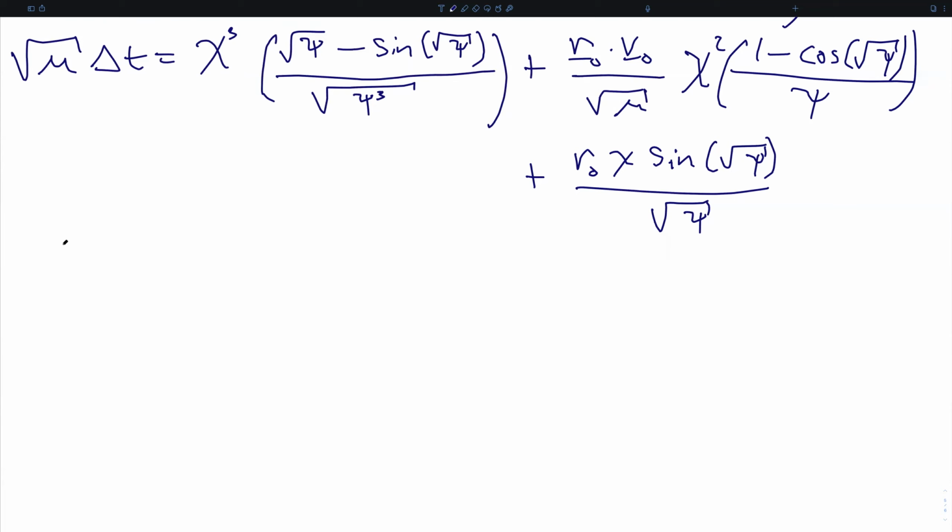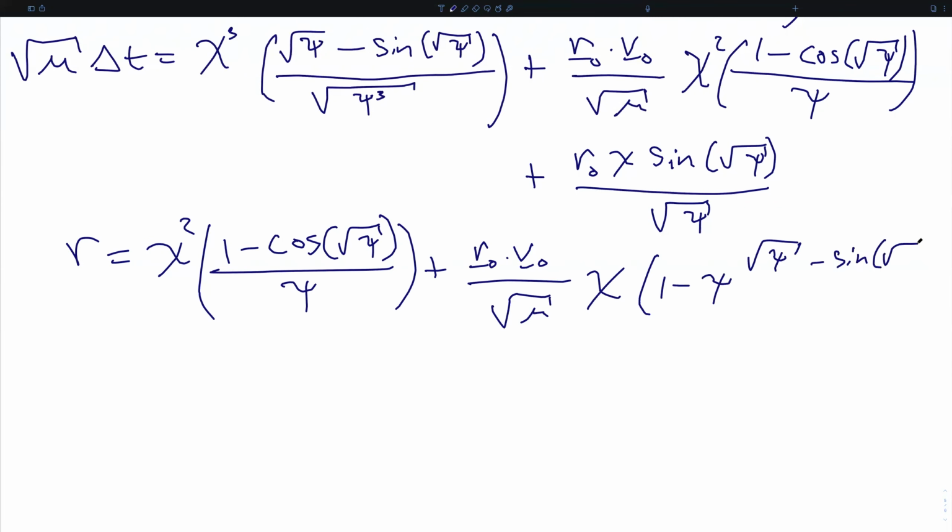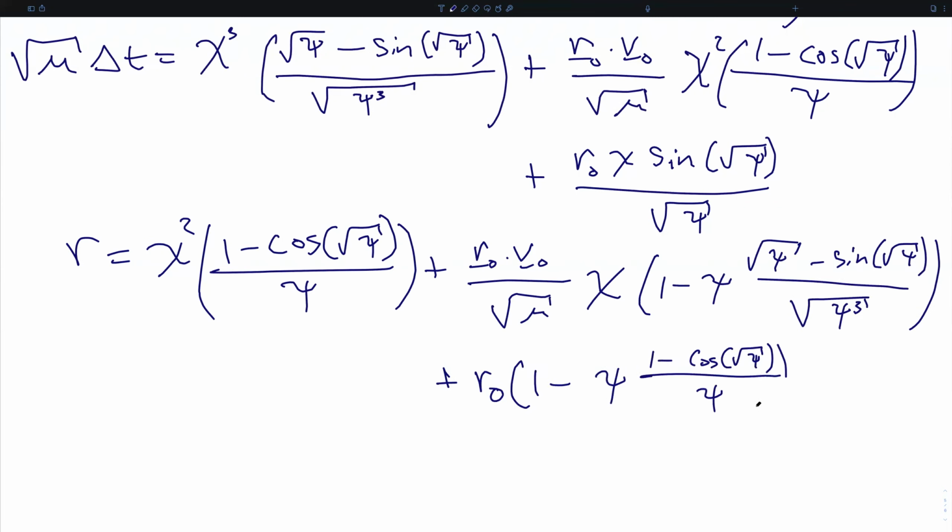And similarly for the orbital radius, r is equal to chi squared times quantity 1 minus cosine of root psi over psi, plus r naught dotted into v naught over the square root of mu times chi times quantity 1 minus psi times root psi minus sine of root psi over root psi cubed, plus r naught times quantity 1 minus psi times 1 minus cosine root psi over psi.